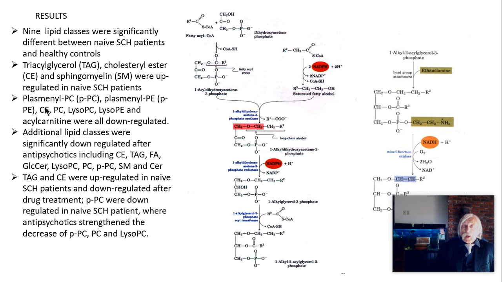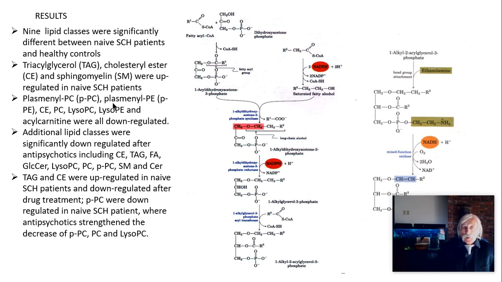Then you have plasmalogens, which have ether linkages in the one position of the glycerol backbone to the alcohol oxidation state of the fatty acid. So it's a fatty alcohol. So you have plasmenyl phosphatidylcholine, plasmenyl phosphatidylethanolamine, and they also have the cholesterol ester, phosphatidylcholine, lysophosphatidylcholine, and lysophosphatidylethanolamine. These are going to be just glycerol lipids, ester linkages, not ether linkage. And also acylcarnitine. All of those look like they were downregulated.